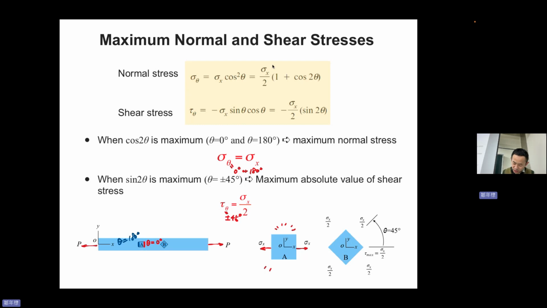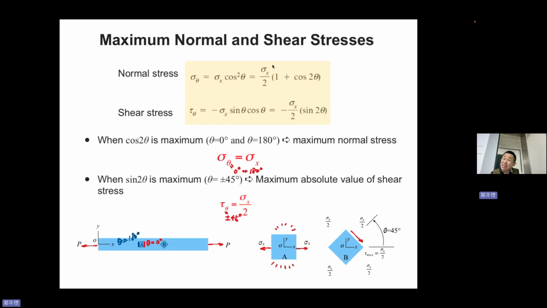And at 270 degrees, nothing here. And if you substitute 90 degrees or 270 degrees, it will give you a zero component. Very smart. And then if you have theta equal to 45 degrees, you can obtain the maximum tau, sigma x divided by 2.